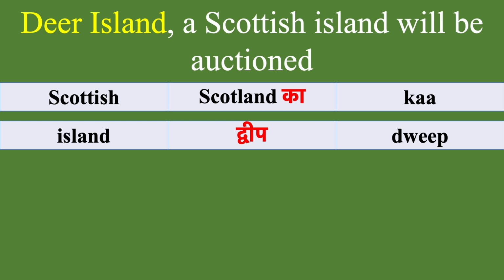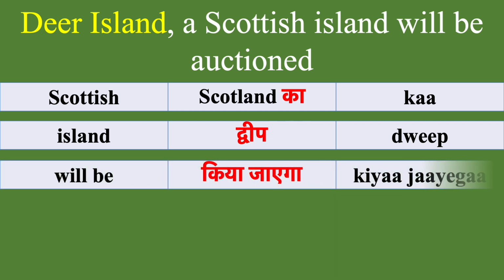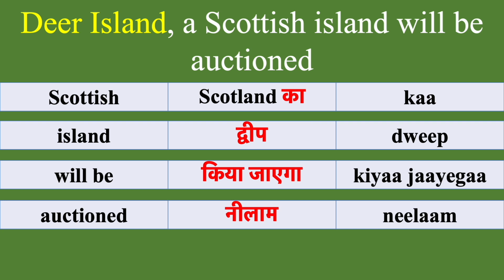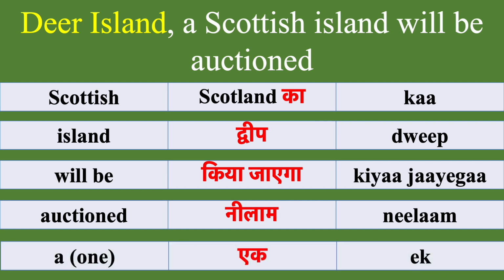Island is called dweep in Hindi. Will be is kiya jayega, something that will be done in future. Auctioned is nilam. And finally, a in this sentence is translated as ek, which actually means one. We are saying one here because when we say a Scottish island, we are effectively saying one Scottish island. So in Hindi, that is what we are writing, one Scottish island.